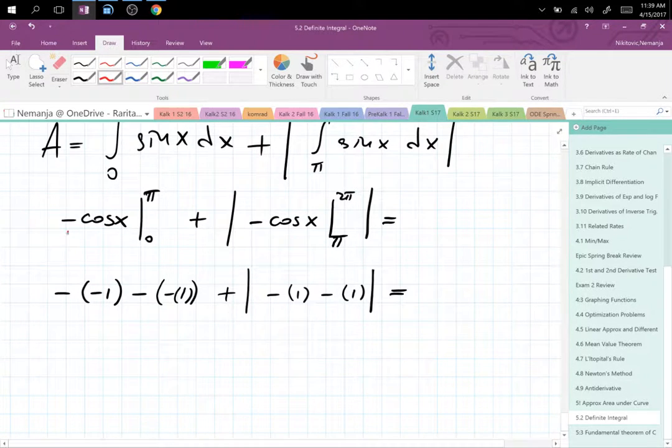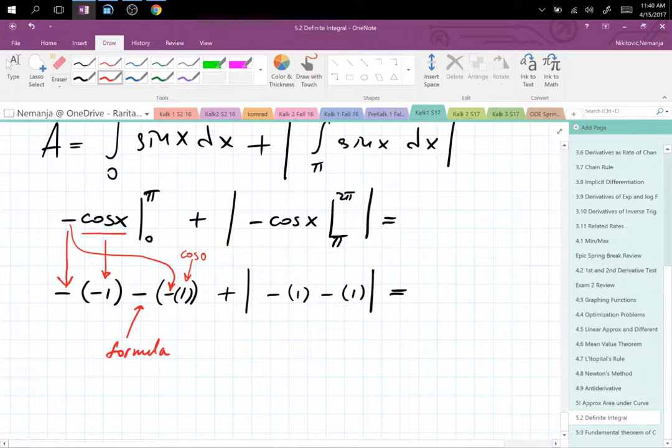So this minus is this minus, and then cosine of pi is negative 1. Are we all good on that one? Now this minus is from the formula, because it's f of b minus f of a. And then this first minus is this minus here. And the cosine of 0 is 1. So now when you look at the whole thing, it's just 1 plus 1, which is 2. Plus the absolute value of negative 2 is equal to 2 plus 2, which is 4.